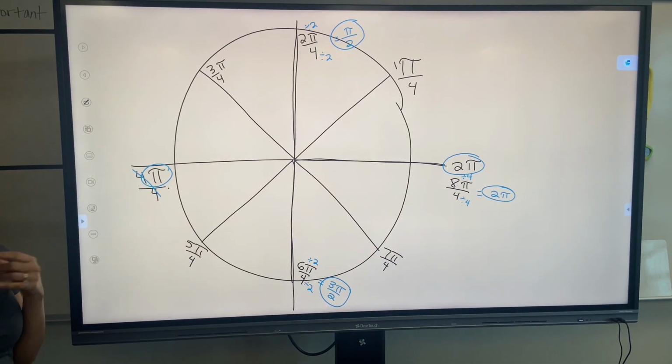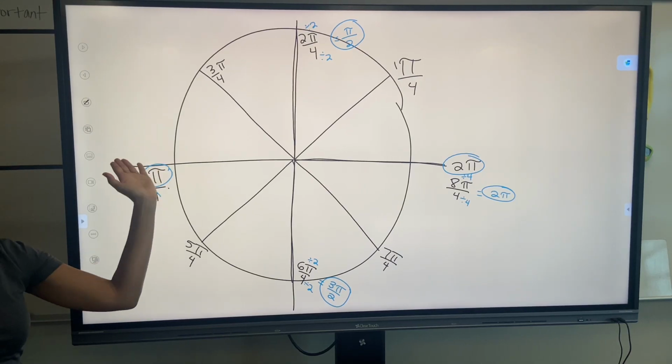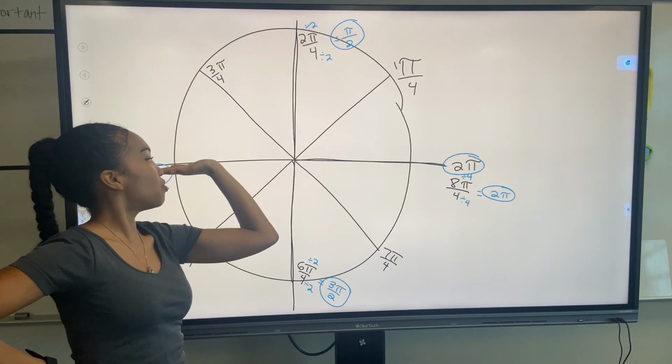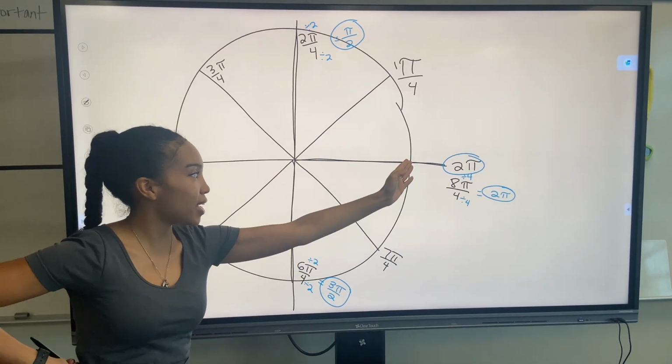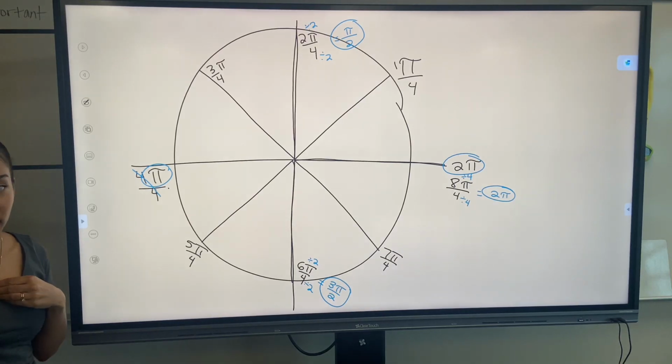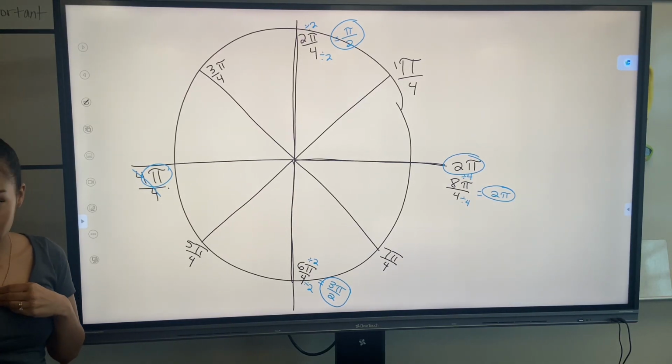All right, we're halfway done. So we did the 4 equal sections of pi. This is 1, 2, 3, 4, 5, 6, 7, 8 out of 4. Is that okay? All right.